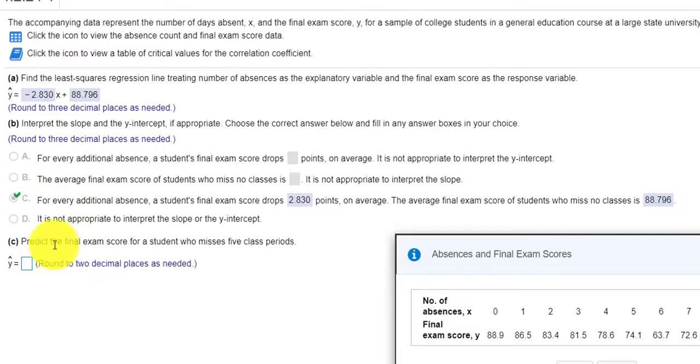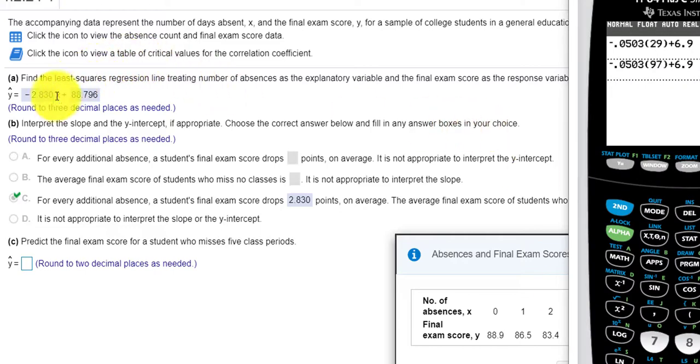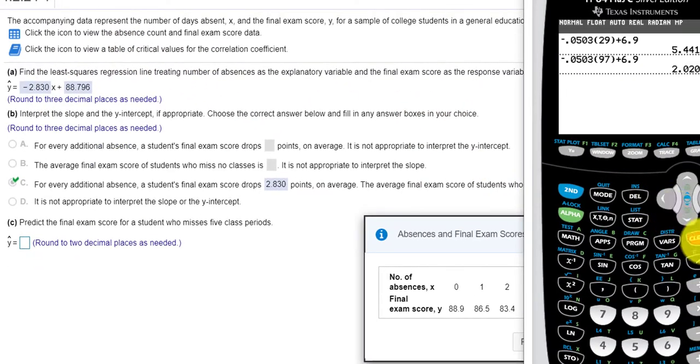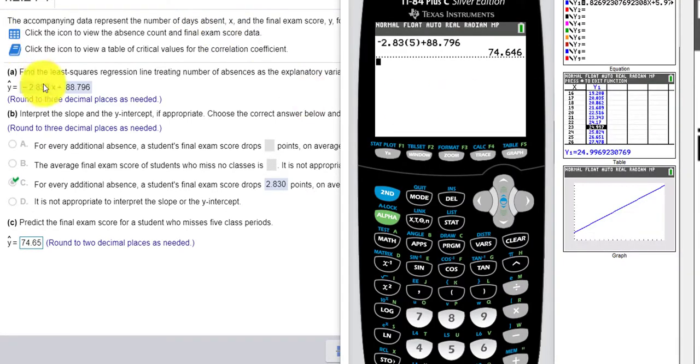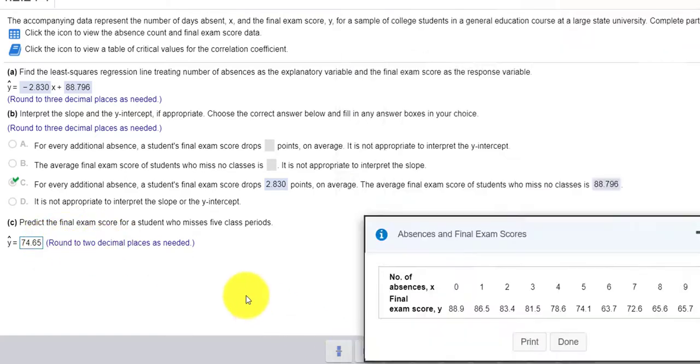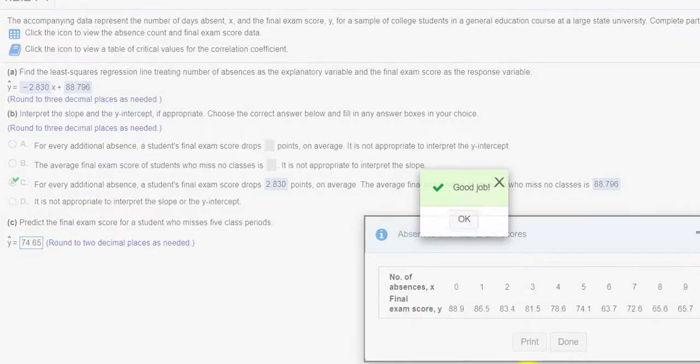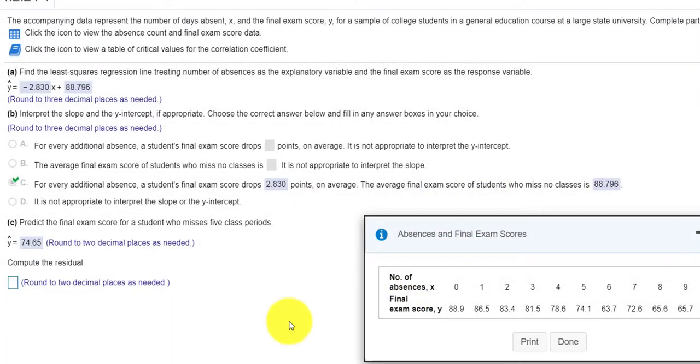Predict the final exam score for someone who misses 5 classes. So I have to enter 5 into x over here. So let me just type that in. So when I replace this x with 5, I end up with 74.65. I round it because it says go 2 decimal places. I check my answer. I get the good job.